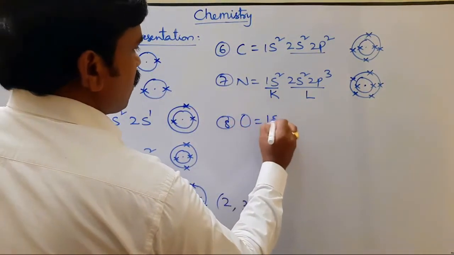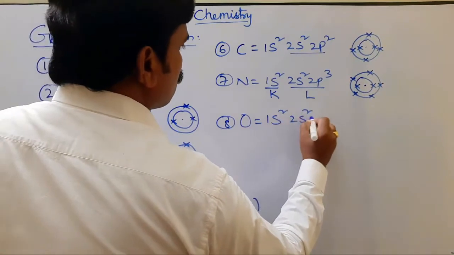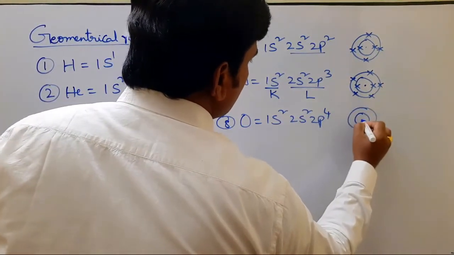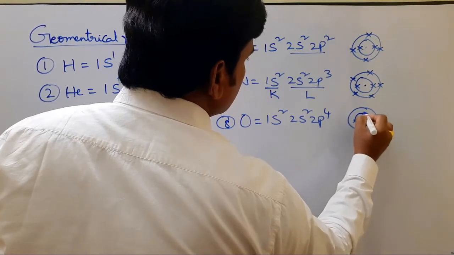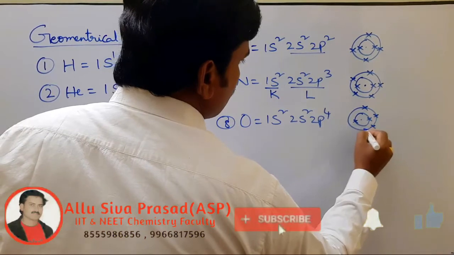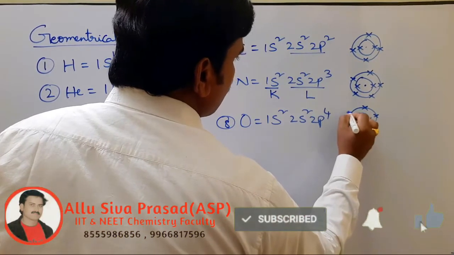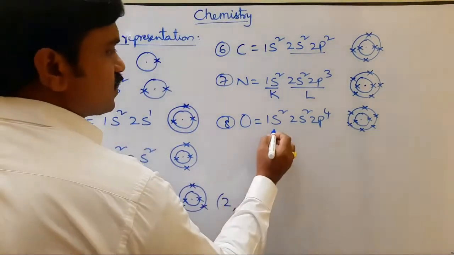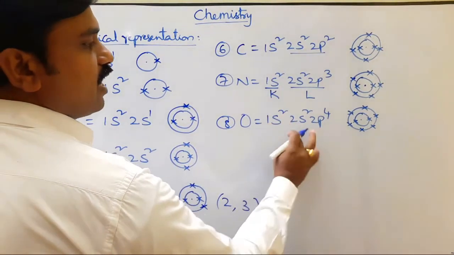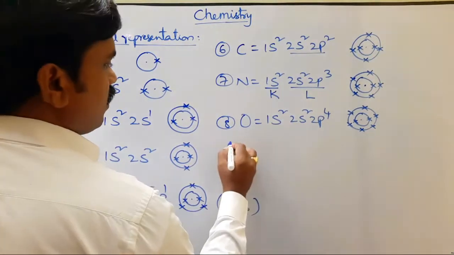Next, oxygen. 1s2, 2s2, 2p4. So it has 2 shells. First shell has 2 electrons. Second shell has 6 electrons. 1, 2, 3, 4, 5 and 6. So this is called K shell. K shell has 2 electrons and L shell has 6 electrons.